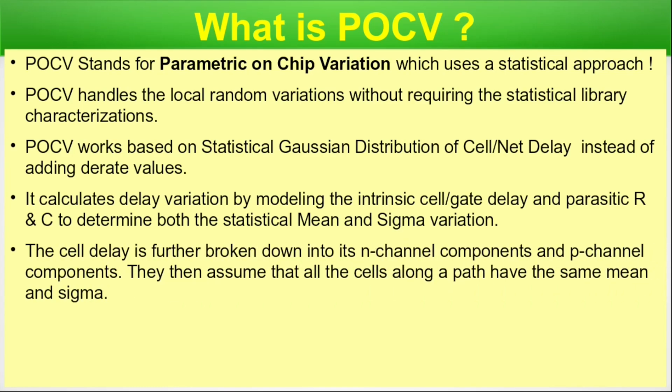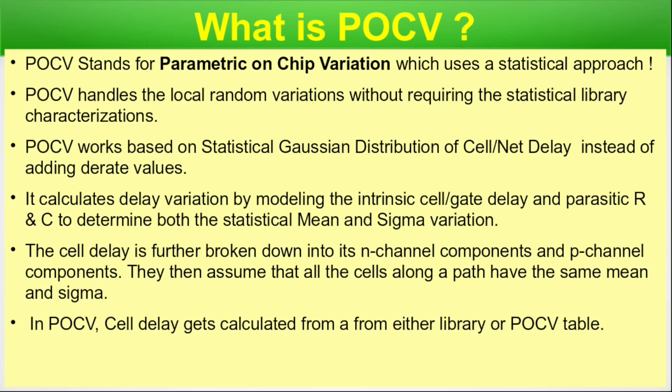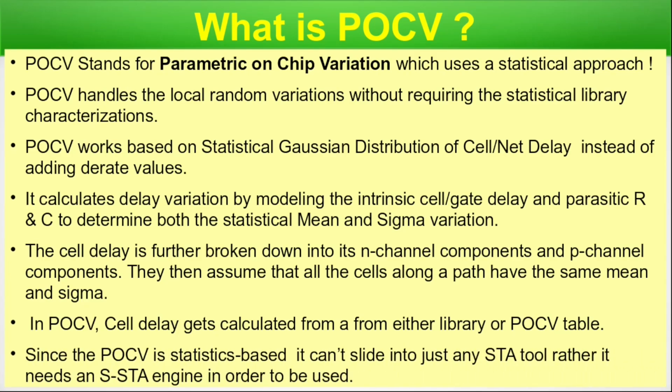The cell delay is further broken down into N-channel components and P-channel components. You understand what are these two things. Then assume that all the cells along a path have the same mean and sigma. Next, in POCV, cell delay gets calculated from either library or POCV table. We'll come to this. Since POCV is statistics based, it can't slide into just any STA tool. Rather, it needs a statistical STA engine in order to be used.